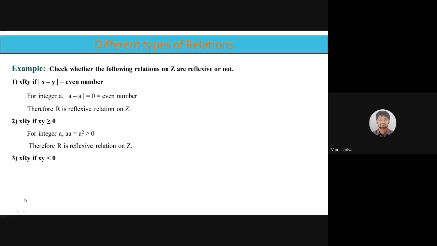You can say two elements are in relation if product of both is less than 0. And we are talking about set Z. For this relation, the set is Z, and we are checking whether this particular relation R on set Z is reflexive or not. चलिए कौन बताएगा? No sir. The first reply is no sir.